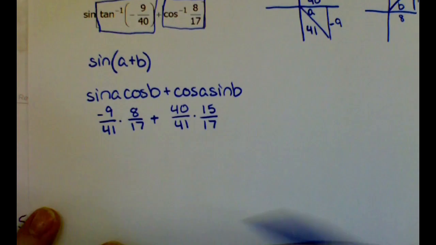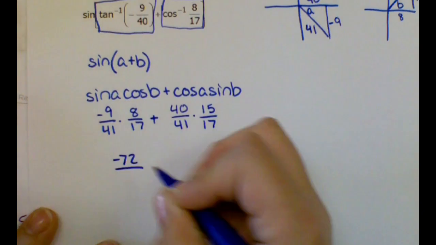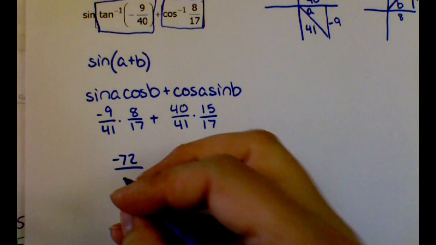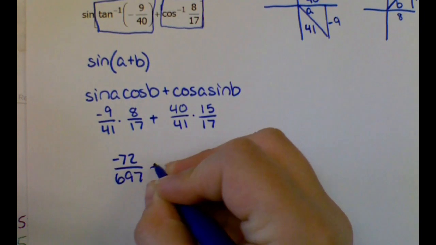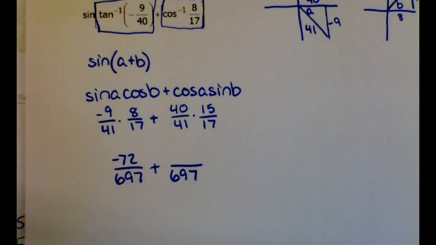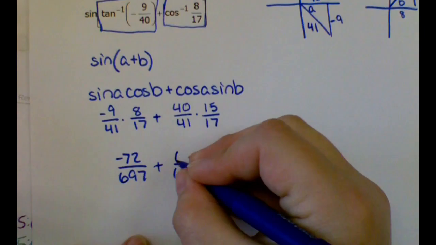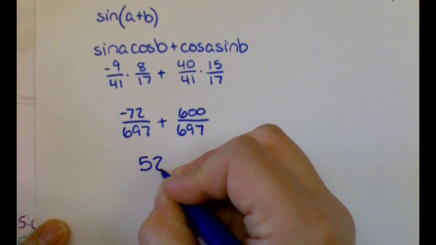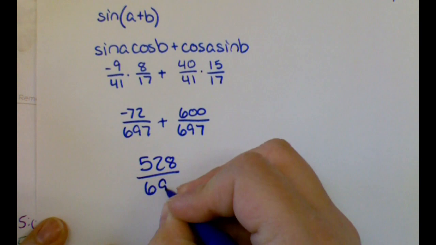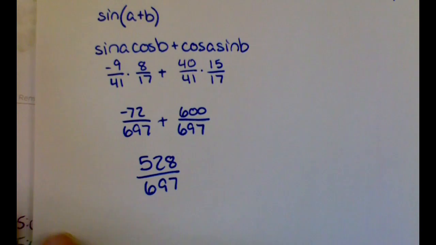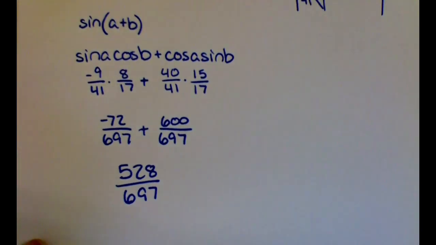These are going to be some nice big numbers. I have negative 72 over 697, plus over 697 again, 40 times 15 is 600. Combine my fractions, I get 528 over 697. Now I'm not positive if that will simplify or not, so I'm just typing in my calculator quick. It doesn't. There's our answer.